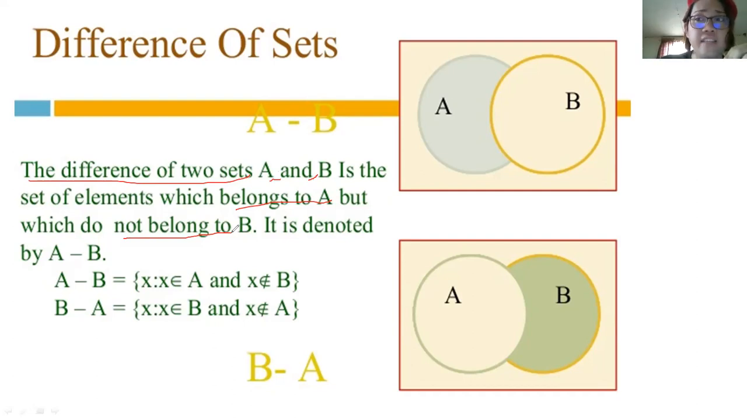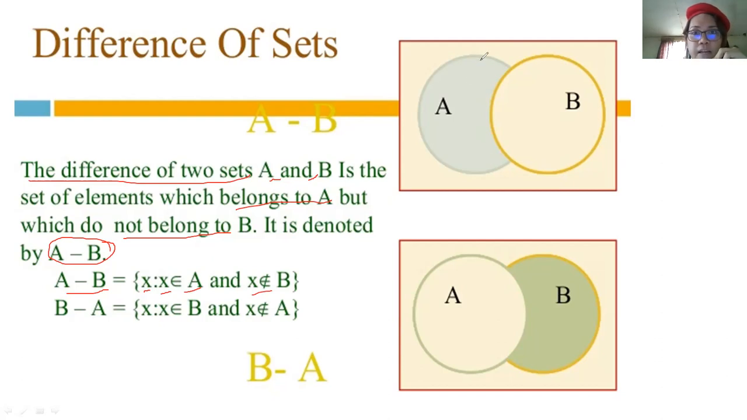Then we can say, class, that it can be denoted by A minus B. Again, I repeat, the difference of two sets A and B is the set of elements which belong to A, but which do not belong to B. It is denoted by A minus B. So A minus B means a set of X such that X is an element of A, and X is not an element of B. So in short, belongs to A but does not belong to B.